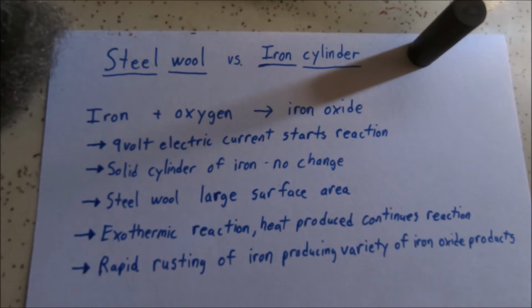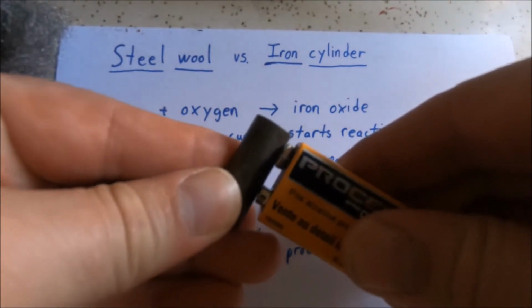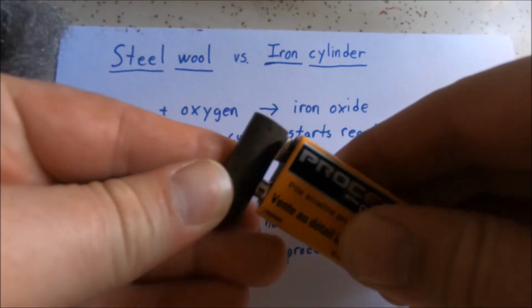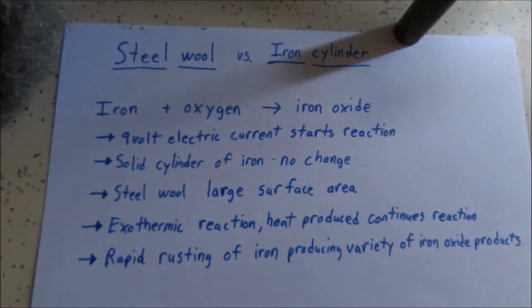Iron and steel wool. Iron and oxygen will combine to make iron oxide. If we take a 9-volt battery and give it some electrical current, it will react with the iron to produce that iron oxide. However, when we talk about an iron cylinder, sometimes we might get a little bit of a spark, but not much of a change is occurring. With the iron, there is not much surface area when it's a cylinder for it to react with.